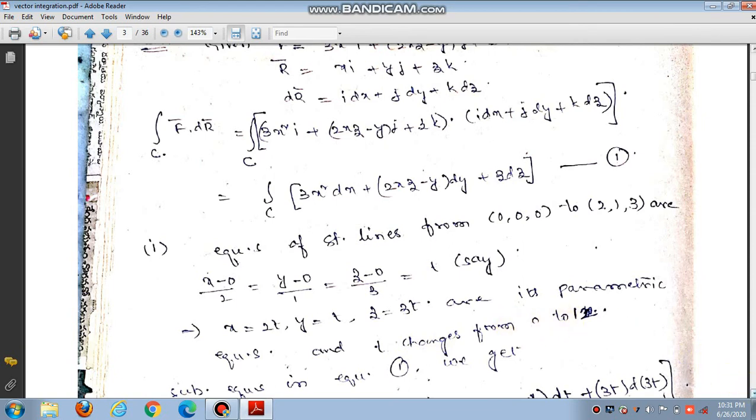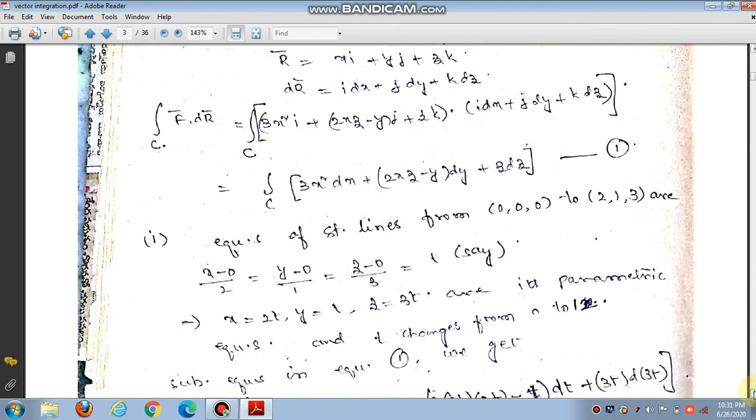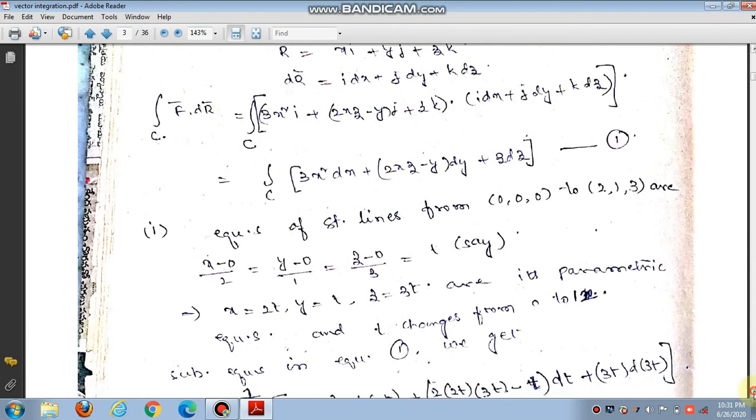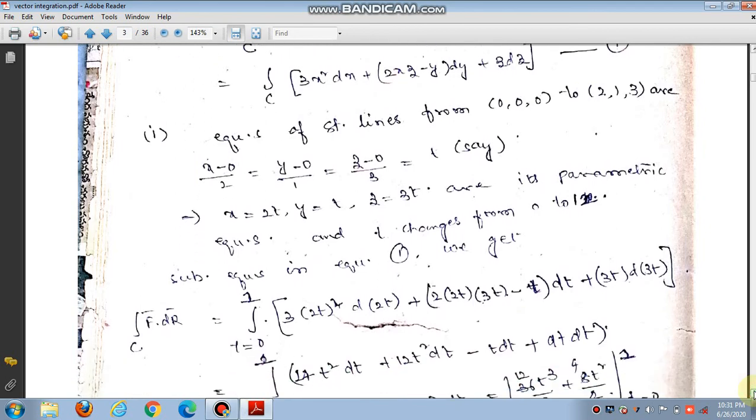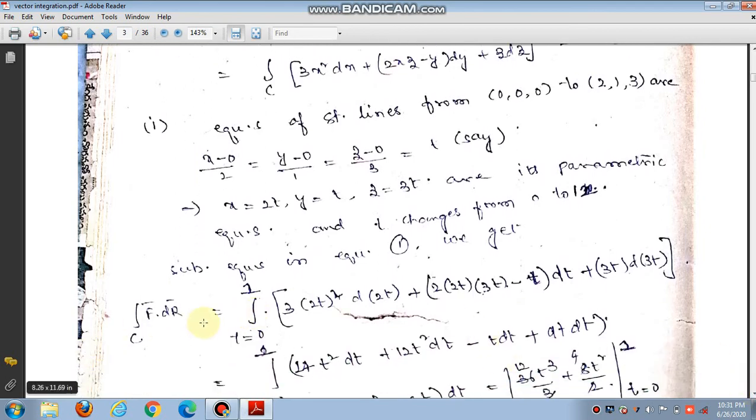Now we substitute all these values of x, y, z in terms of t, and the limits are also in terms of t, in equation 1. So the line integral of F̄·dr̄ along the curve C is equal to the integral from t = 0 to 1, with everything represented in terms of t, where dx = 2 dt, dy = dt, dz = 3 dt. This integral reduces to a function of a single variable, integrated with respect to t.